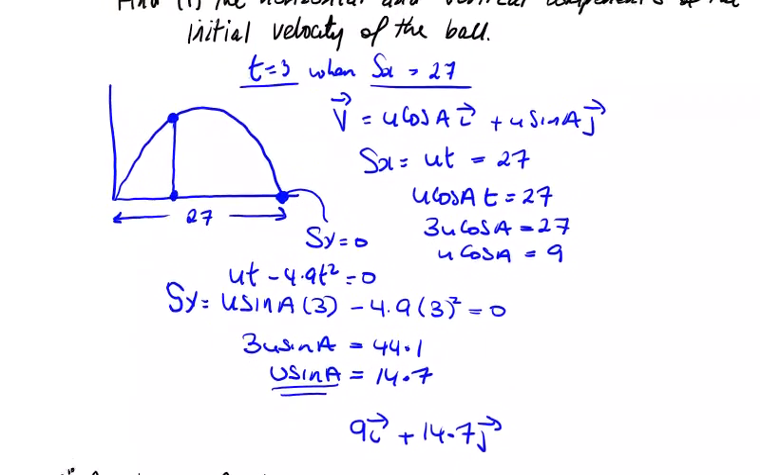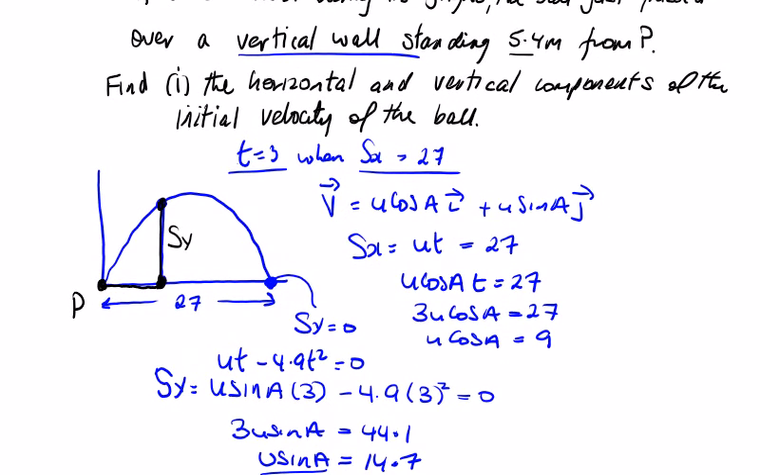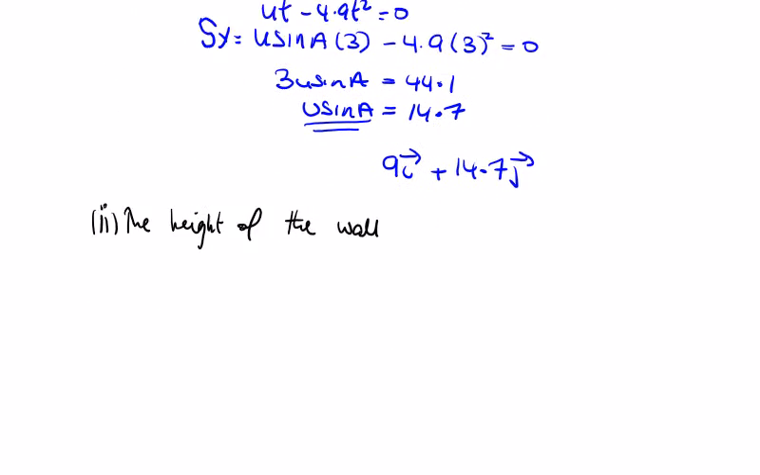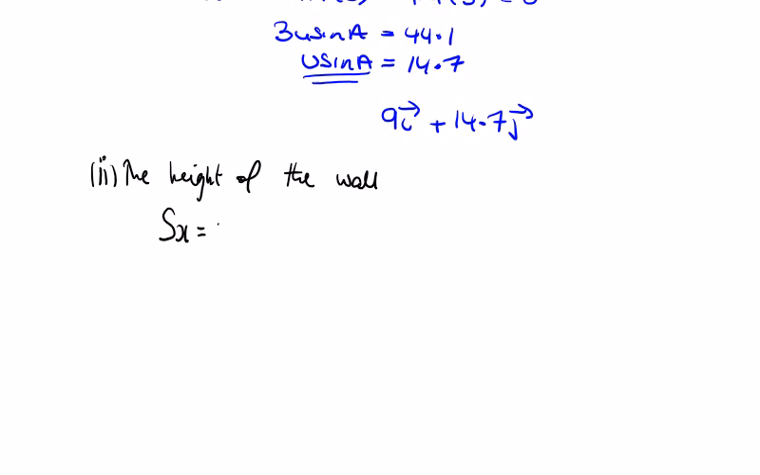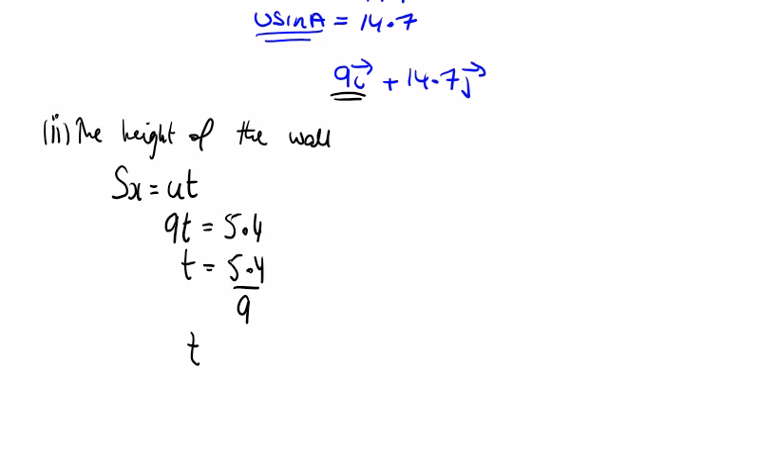In part 2, we're asked to find the height of the wall. So we're asked to find this here, the height of this wall, the displacement in y. What else are we told? Well, here's P where it's kicked from. So we know s of x is 5.4. So what else do we know about s of x? We know that the displacement in x is equal to u times t. We've got our u, so 9t is equal to 5.4. So t is equal to 5.4 over 9. 9 sixes are 54, so t is equal to 0.6.